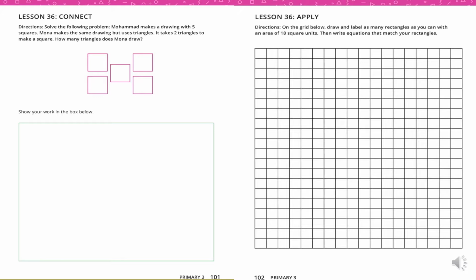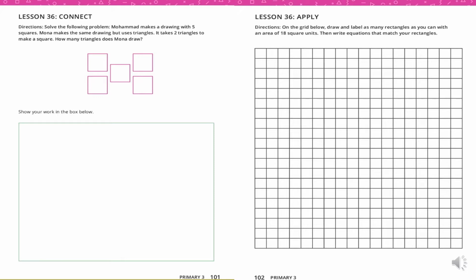Lesson 36, our warm-up is about squares and triangles. If Muhammad makes a drawing with 5 squares and Mona makes the same drawings but she uses triangles. It takes 2 triangles to make a square. How many triangles does Mona draw?